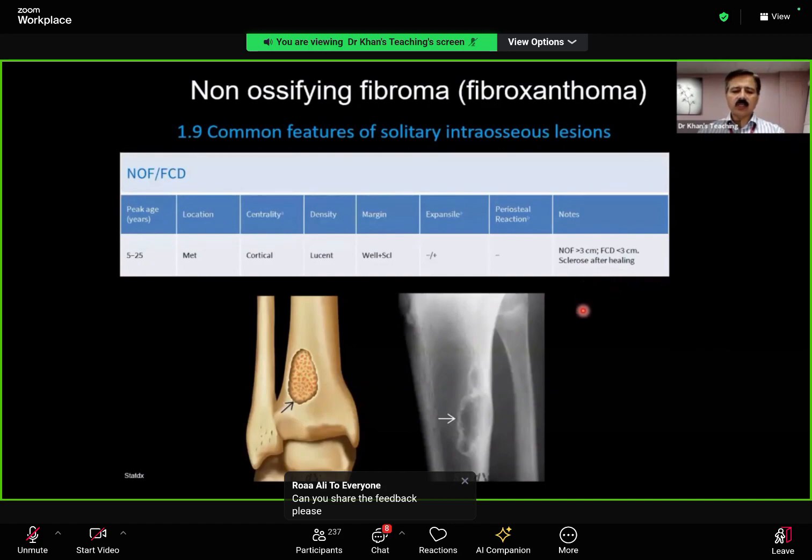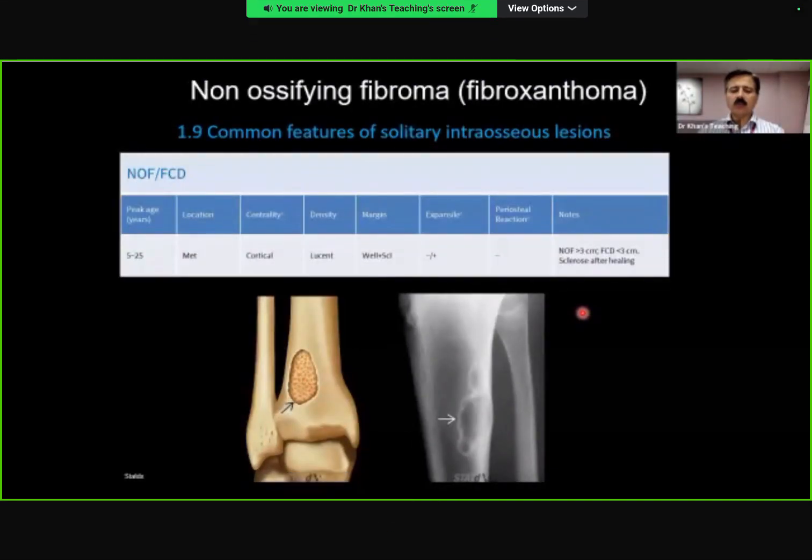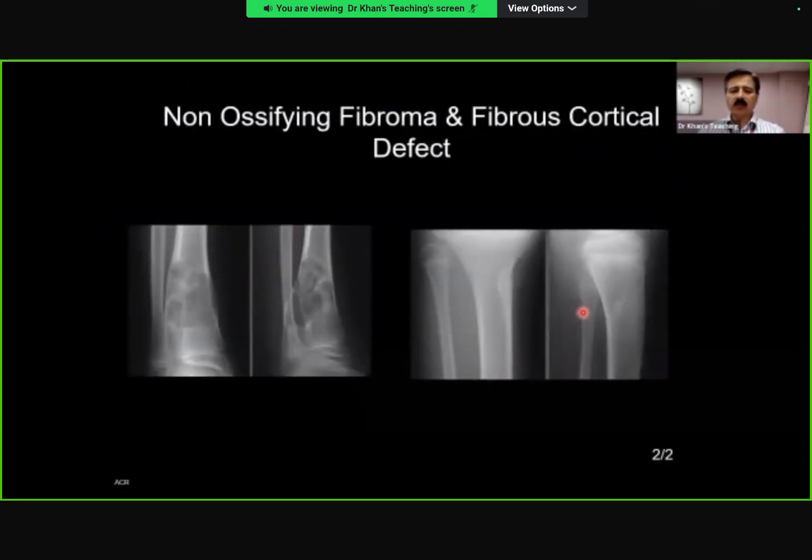Now, the natural history. These lesions arise from the cortex, but of course they project into the medullary cavity. On one view, they might look central, and if it is central, the top differential will be a simple bone cyst. When it becomes eccentric, metadiaphyseal, with involvement of the cortex, then non-ossifying fibroma is up there. It will have a bit of sclerosis, and there can be internal septations. Both of these are what we call don't touch me lesions, meaning there is no role for biopsy. They can be diagnosed on radiology.